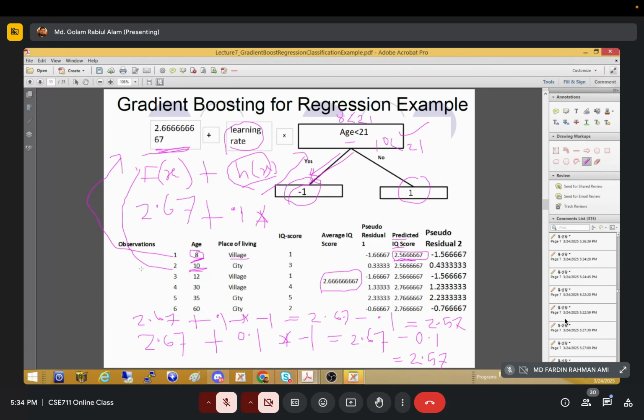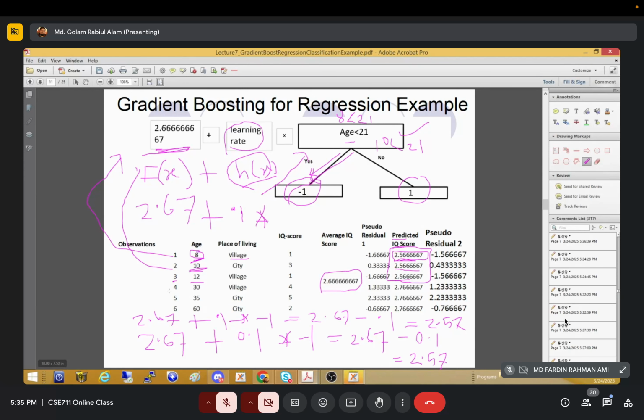Okay. Similarly, if we pass the third observation, here is also 12, and that is also less than 21. So it will be the same, 2.57. Here we can see 2.57, 2.57. Okay, the same. First three will be the same.